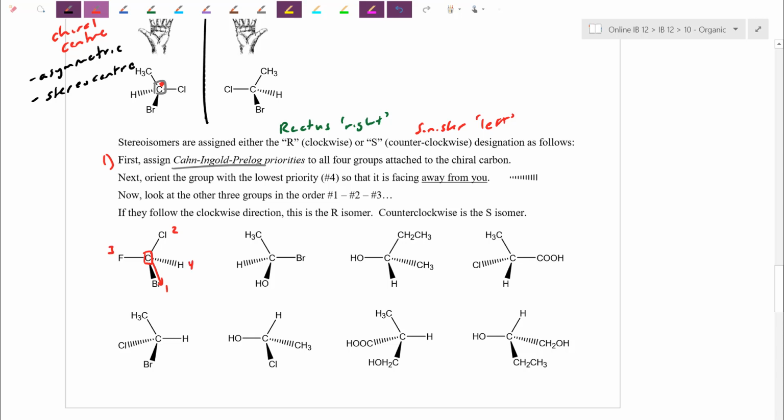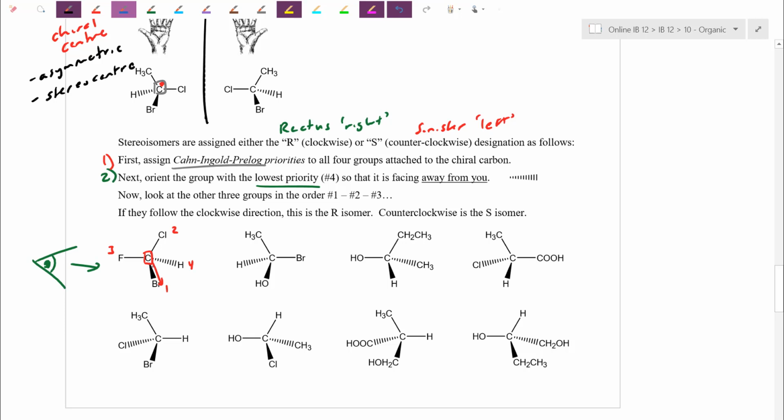Once you assign those priorities here, what I want you to do is pretend to push the lowest priority group away from you. Make sure it's the dash, make sure it's sort of jumping into the page. Perfect. This one here is already into the page. My eye is sort of in front here, looking at it head on. When that H group is behind the scenes, I want to see for the priorities 1, 2, and 3, do they end up following a clockwise direction or a counterclockwise direction? So we have the H away from us.